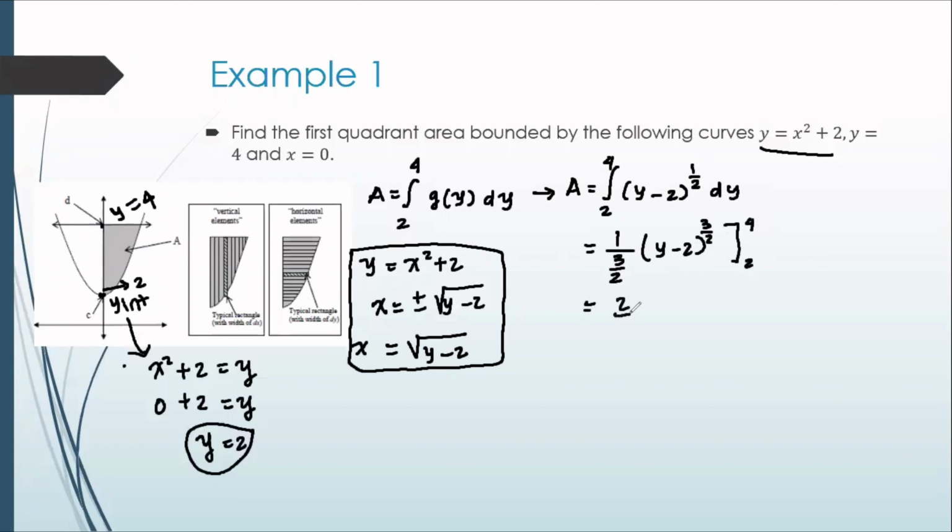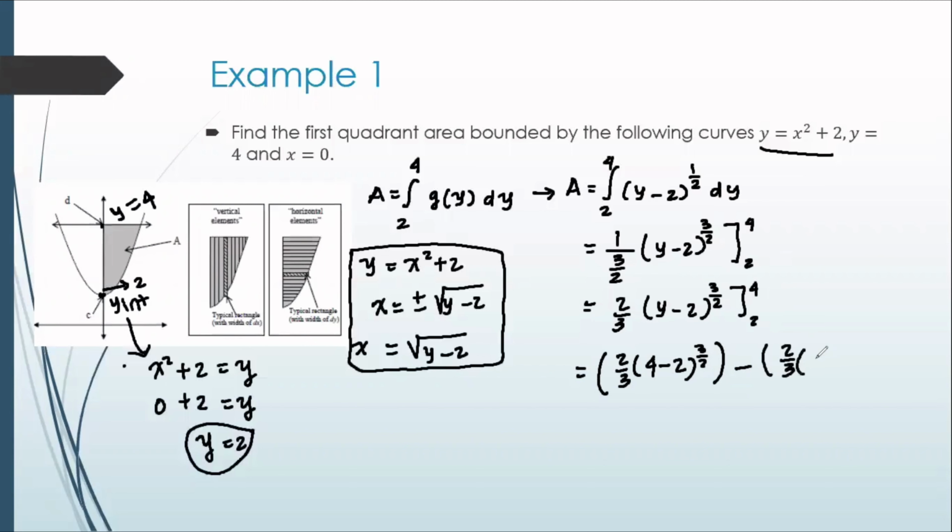So you will have 2 per 3, y minus 2, 3 per 2, from 2 to 4. So that we can calculate 2 per 3 times by 4 minus 2, 3 per 2, minus 2 per 3 times 2 minus 2, 3 per 2. The answer will be 4 square root of 2 per 3 square unit.